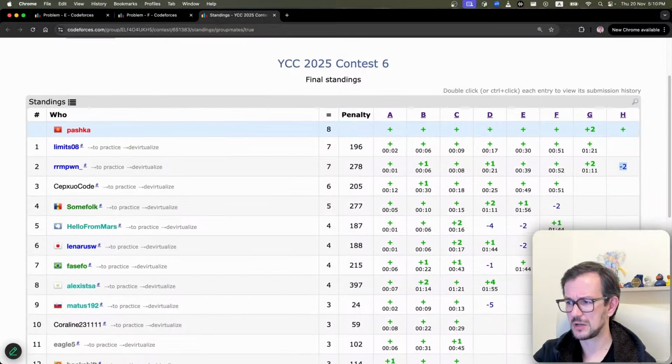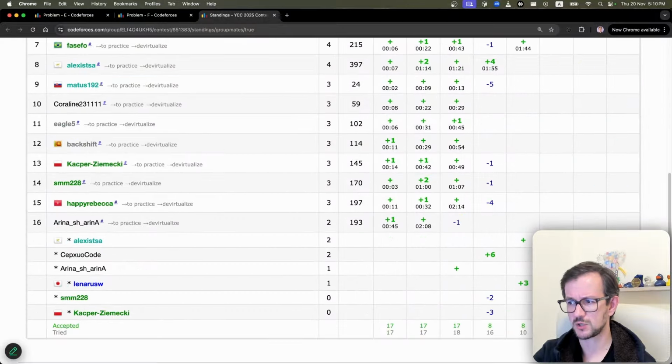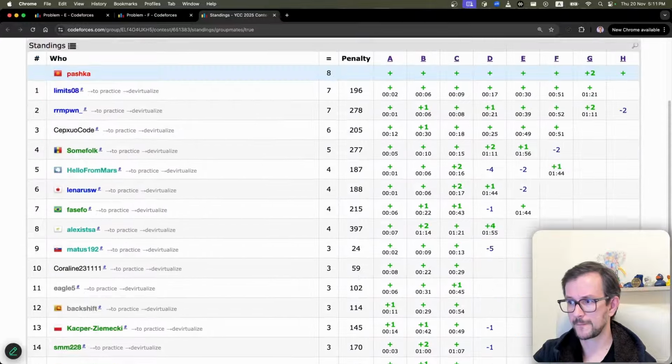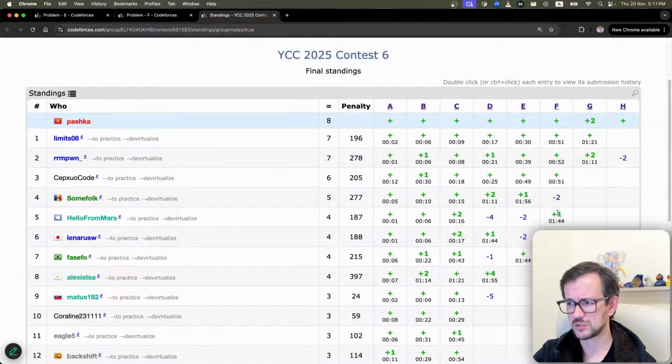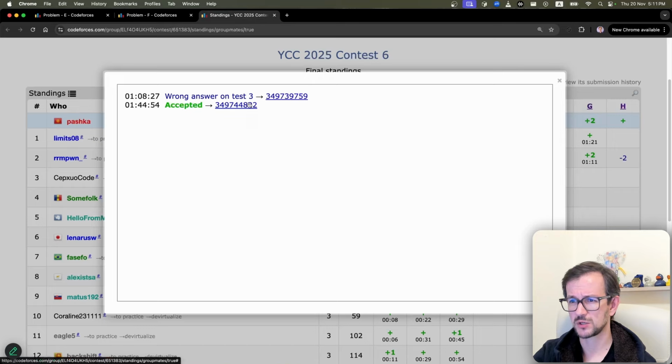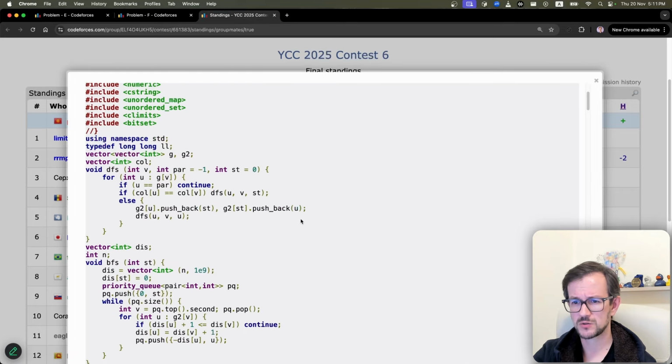F is solvable. I believe you can do it. So if you didn't solve problem F during the contest, solve it later. Oh, Alex solved it. Good. Just try to do it. You see, the code is very simple.